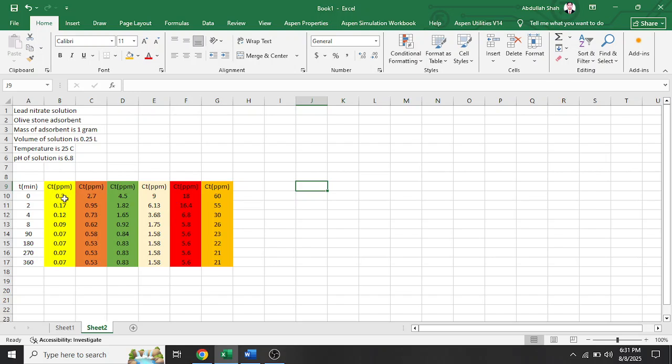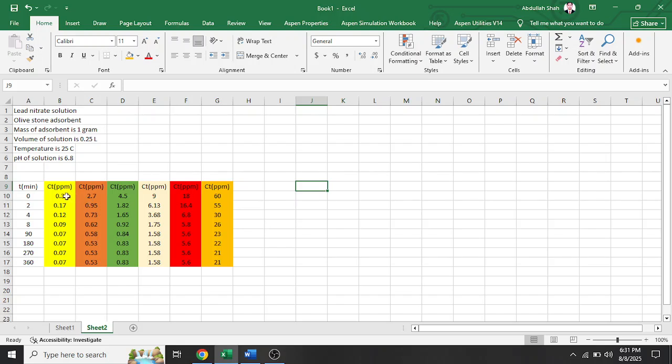For experiment number one, we will make a 0.3 ppm lead nitrate solution. For the second experiment, our initial concentration of lead ion in the solution will be 2.7 ppm, and so on for the third, fourth, and the rest. So these are the initial concentrations of lead ion in the solution.